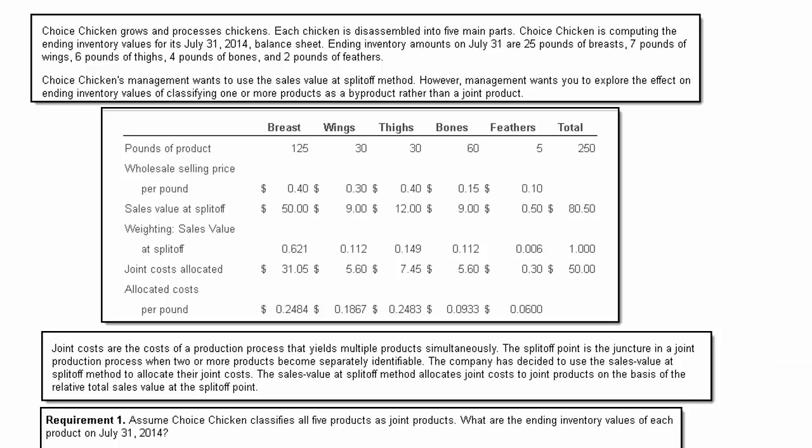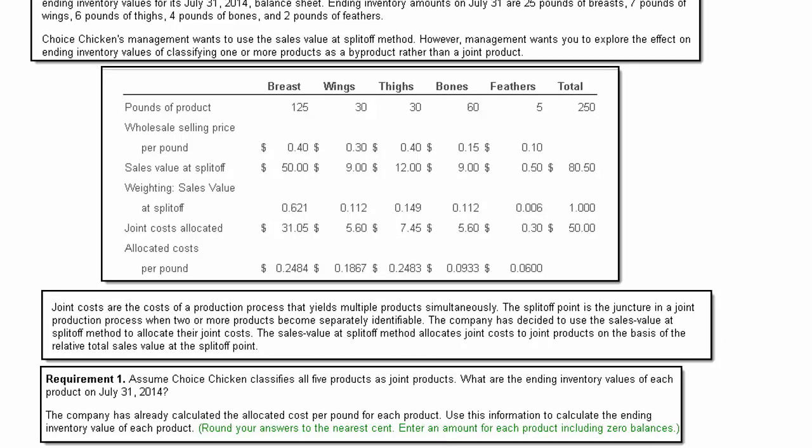And so we get to the first requirement. Assume Choice Chicken classifies all 5 products as joint products. What are the ending inventory values of each product at the end of July 31st, 2014? And the company has already calculated the allocated cost per pound for each product. So we'll assume that's already been calculated. Use that information to calculate the ending inventory value of each product.